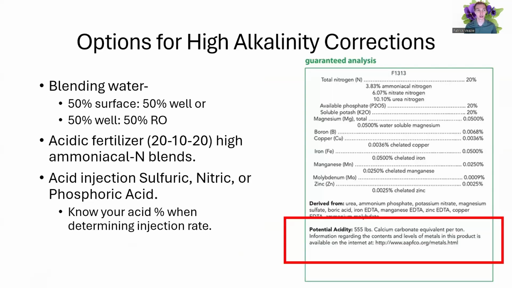Now, options for high alkalinity corrections. You can blend water, whether that's 50% well and 50% surface or 50% reverse osmosis as well. Acidic fertilizers. An acidic fertilizer is generally going to be higher in ammoniacal nitrogen, and you can find the potential acidity or potential basicity on the guaranteed analysis of most of your commercial blends. Shown here, we have a potential acidity of 555 pounds of calcium carbonate per ton. Or in cases of higher alkalinity, you can utilize acid injection of either sulfuric, nitric, or phosphoric acid. Knowing your acid percentages when determining your injection rate is critical. And if you're going to be swapping between acids based upon making these different corrections, make sure that you know that acid percentage.